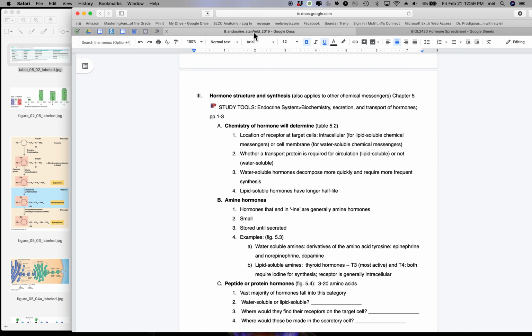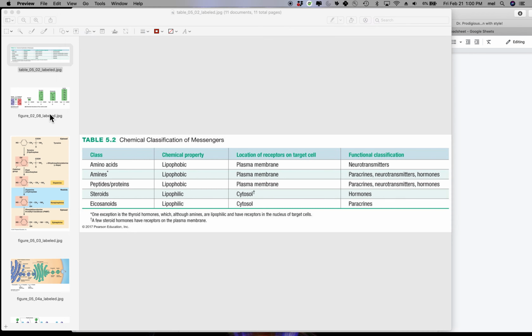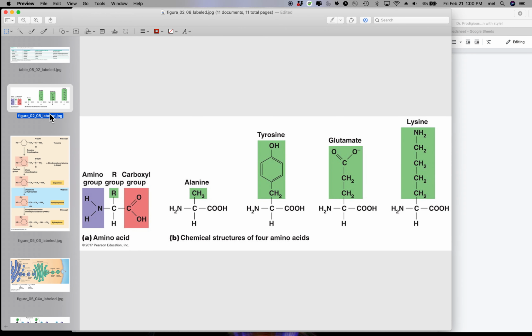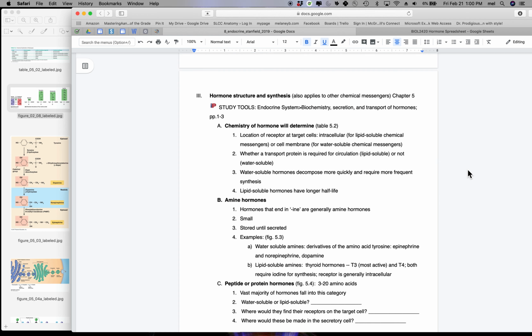Okay, so let's look at the amine hormones first. The amine hormones are about the size of an amino acid and they're derived from amino acids. So remind you what an amino acid looks like. It has this carboxyl group and an amine group, and then the R group right here is variable. And you don't have to memorize these or anything. Just look at what they have in common with one another and then look at the variable group right here. So amine hormones, we're going to run into those. There's not that many of them.